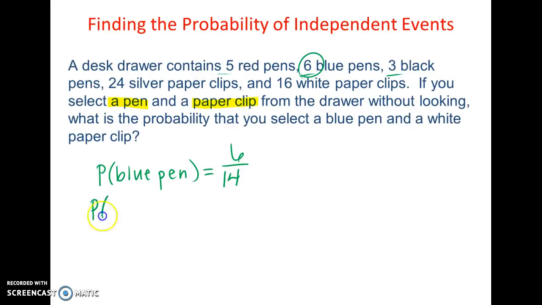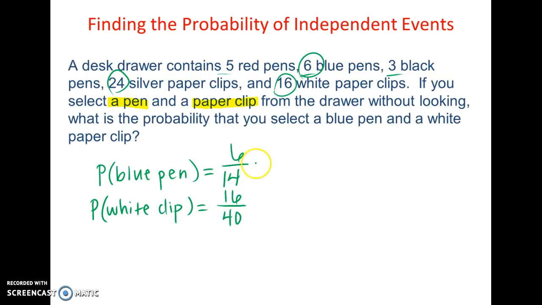Now what's the probability that I pull a white paper clip from the drawer that has clips? Well, how many clips are there? We've got 24 silver paper clips and 16 white paper clips. So I have 40 paper clips. How many are white? We've got 16 white paper clips.